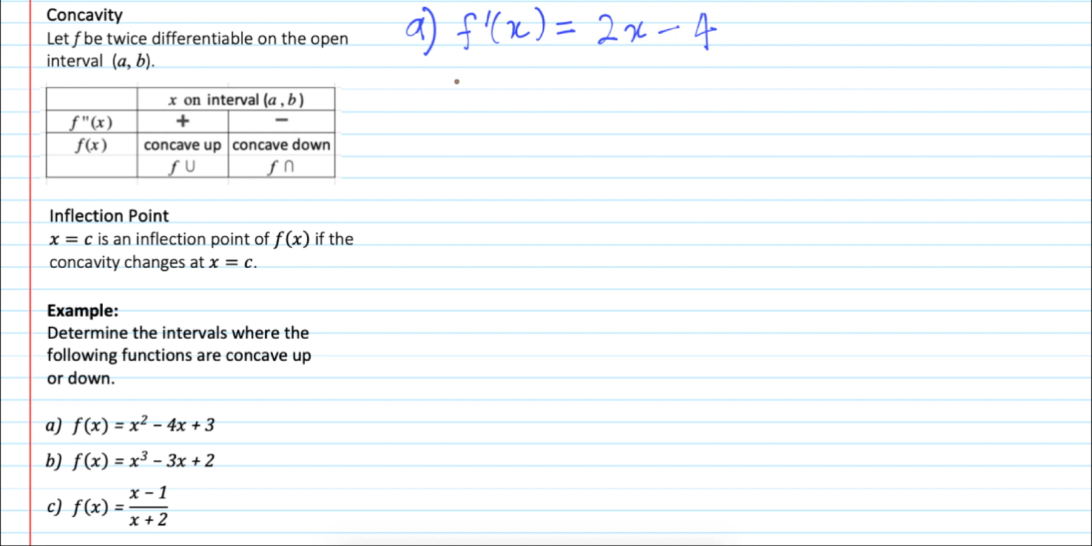Next, we find the second derivative. f double prime of x is equal to 2. Since the second derivative is a number and this number is a positive number, it means that f is concave up on minus infinity to infinity.